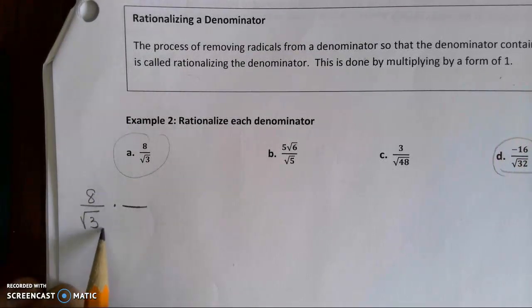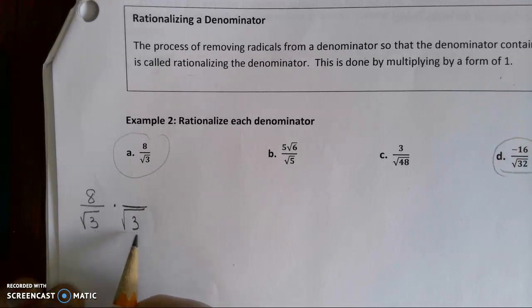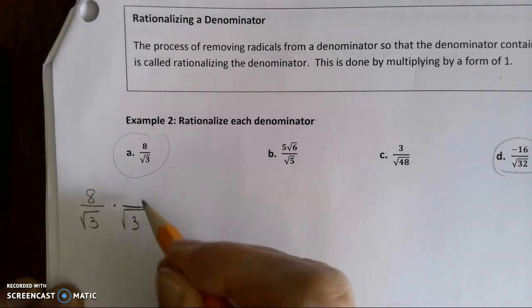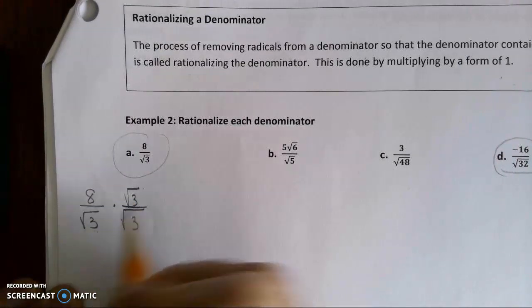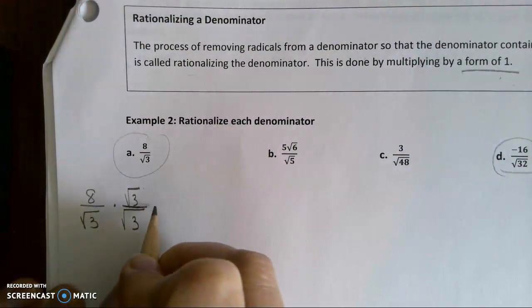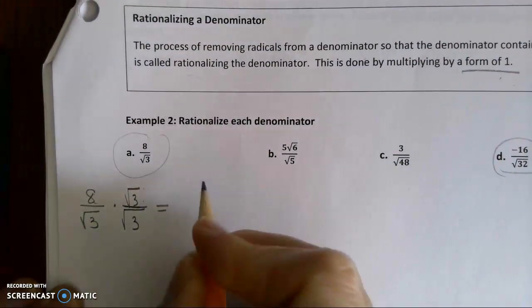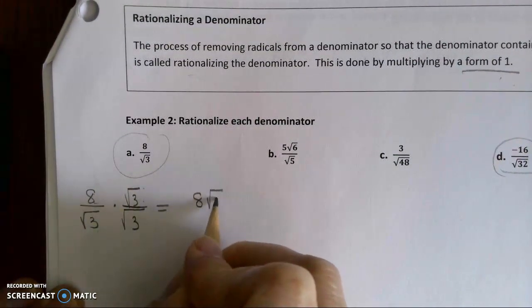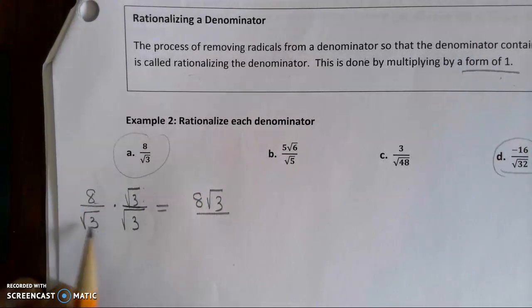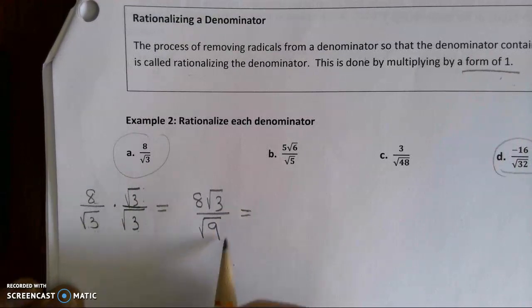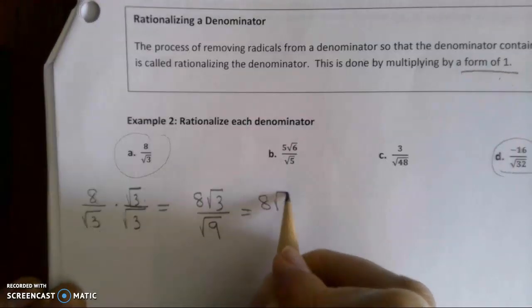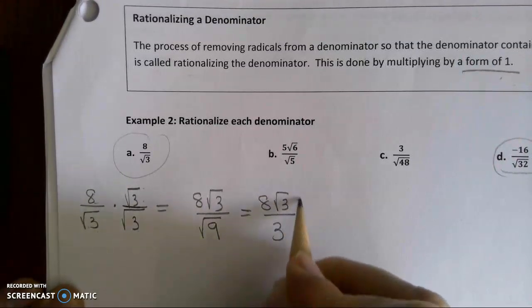I have to multiply by whatever makes this a perfect square, so I'm going to multiply by negative square root of 3. That way I get square root of 9, which is a perfect square. Whatever I multiply the denominator by, I have to multiply the numerator by the same thing. This is the same thing as 1. So that's what they mean by this part. Now I'll multiply my numerators: 8 times square root of 3. Multiply the denominators: square root of 3 times square root of 3 gives me square root of 9, and that just gives me 3. So that's my answer.